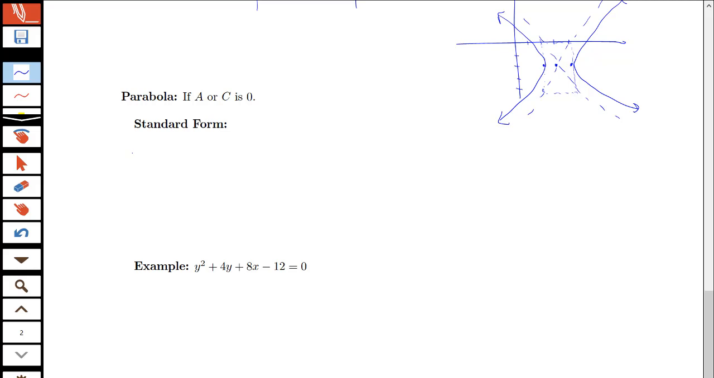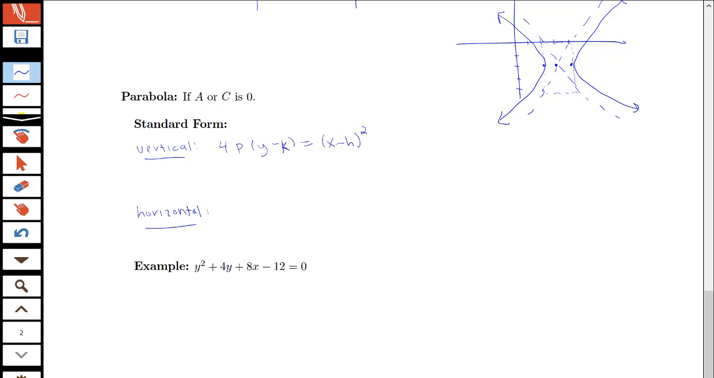And we know that our parabolas can be either vertical or horizontal. Okay, so we'll get a vertical parabola with the following standard form. So this is 4p times y minus k is equal to x minus h squared.